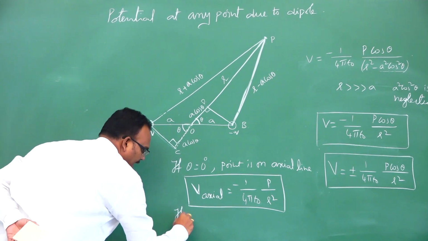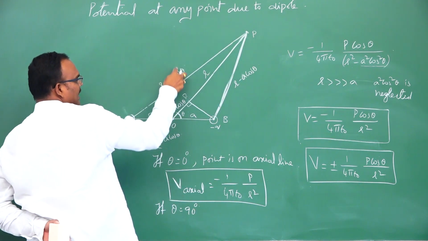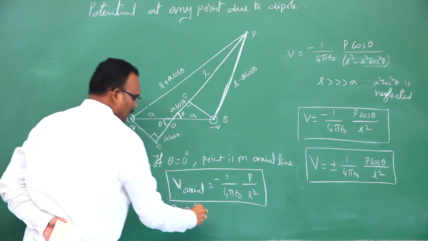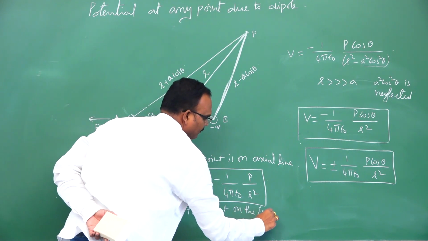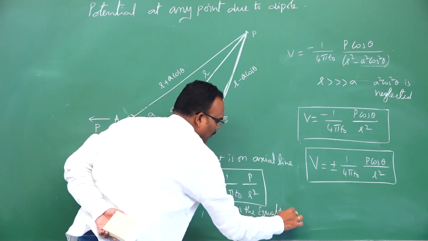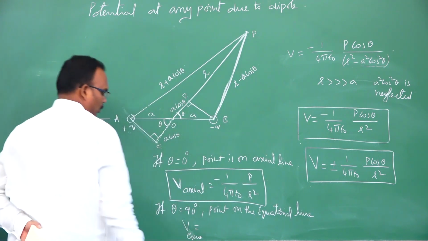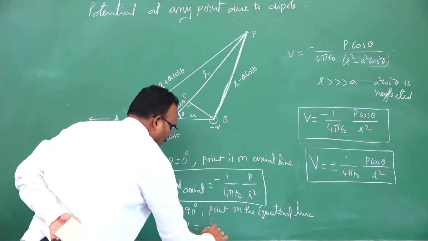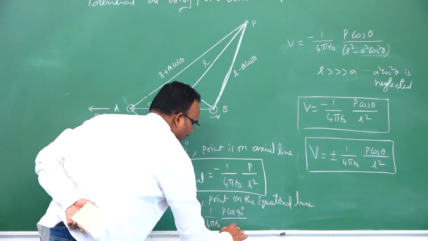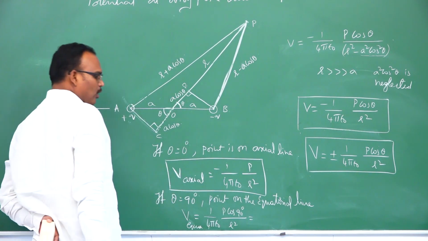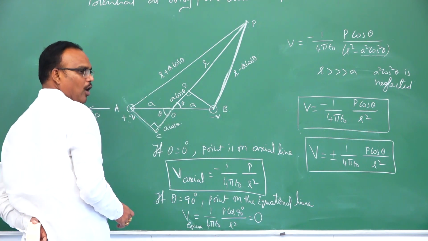If theta is equal to 90 degrees, that means this point is here, that is the equatorial line. So for a point on the equatorial line, potential V is equal to 1 by 4 pi epsilon naught P cos 90 degrees divided by R square. Cos 90 is 0, 0 into anything is 0, that means potential at any point on the equatorial line is 0.